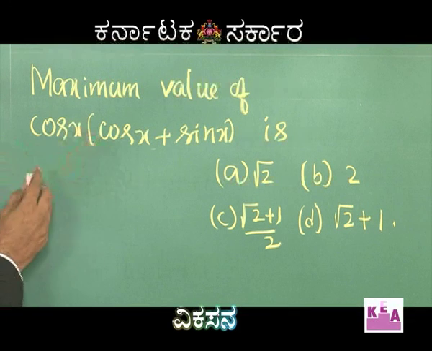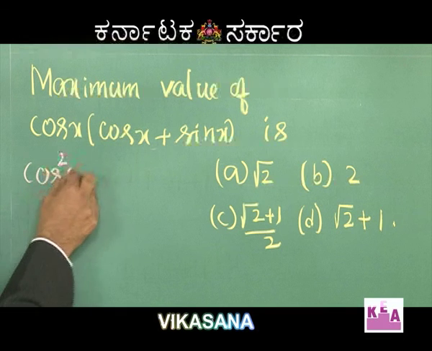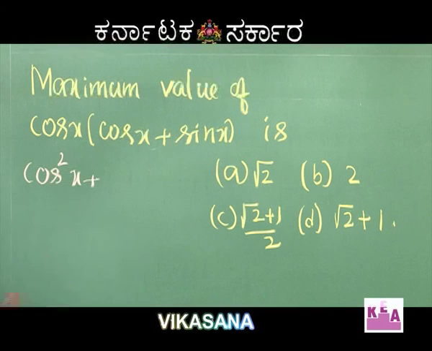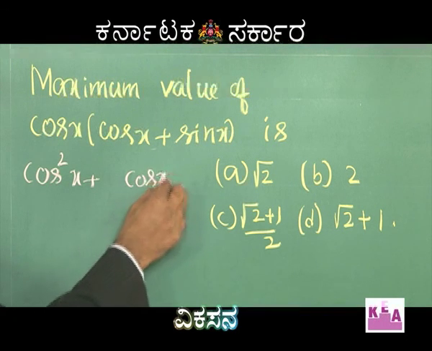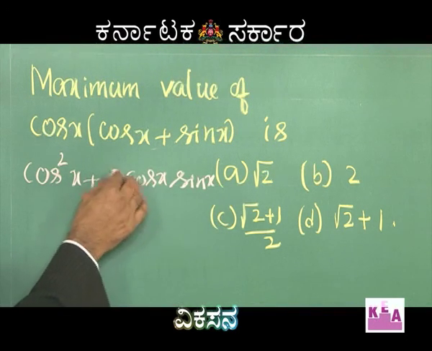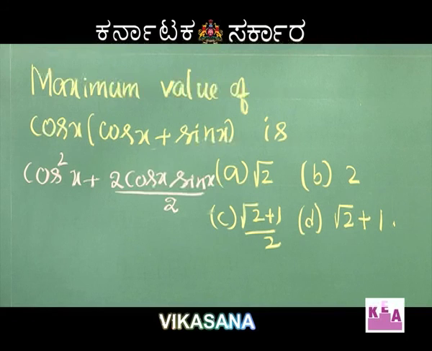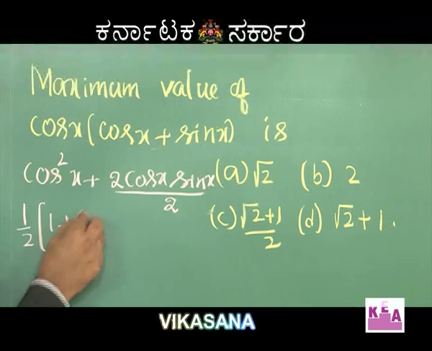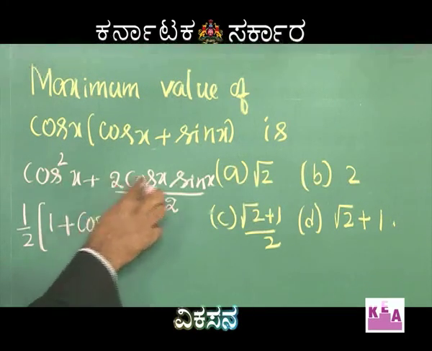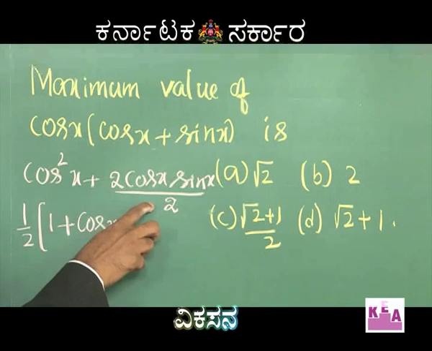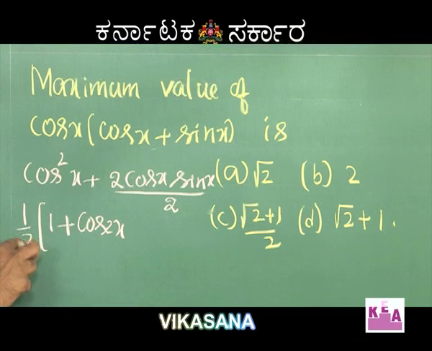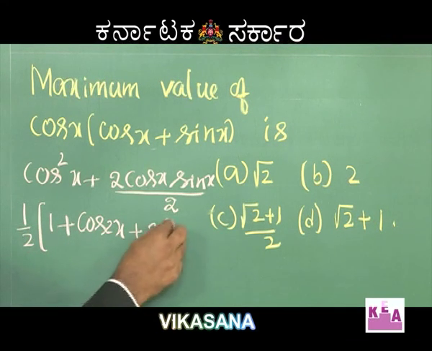So, if you take cos x inside, we will get cos square x plus cos x into sin x. Is that correct? Let me multiply by 2 and divide by 2 here. Cos square x is given by half into 1 plus cos 2x. So we can write it as half into 1 plus cos 2x. Now, can you tell me what is the numerator? Sin 2x. Sin 2x by 2. Assume we have already taken the 2 outside, so I can write it as sin 2x.